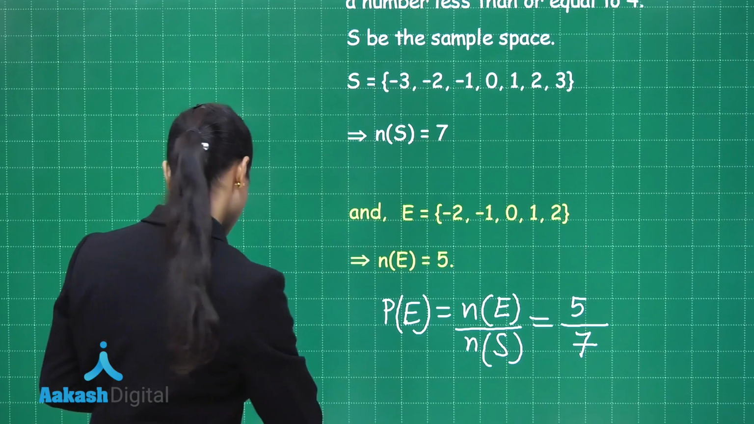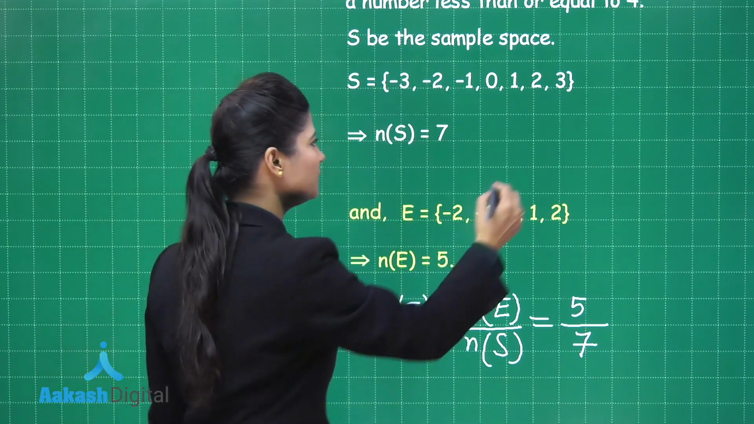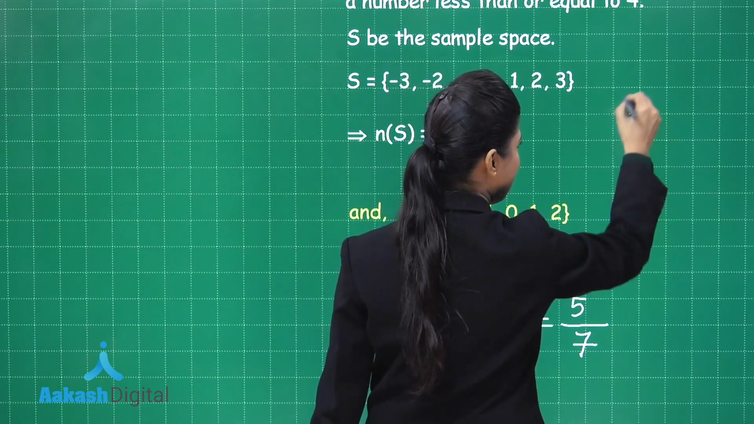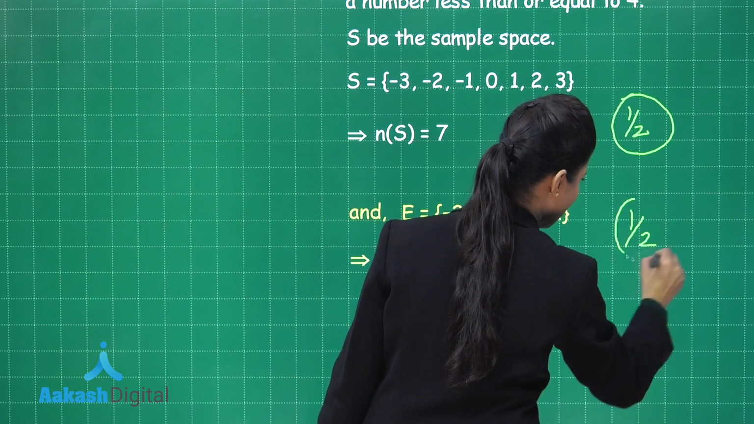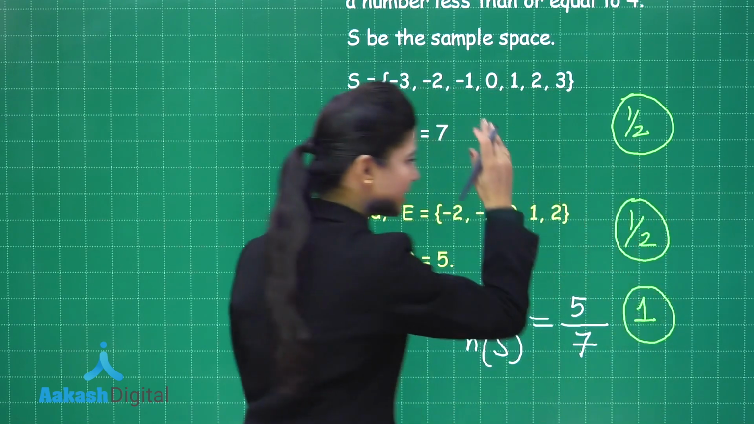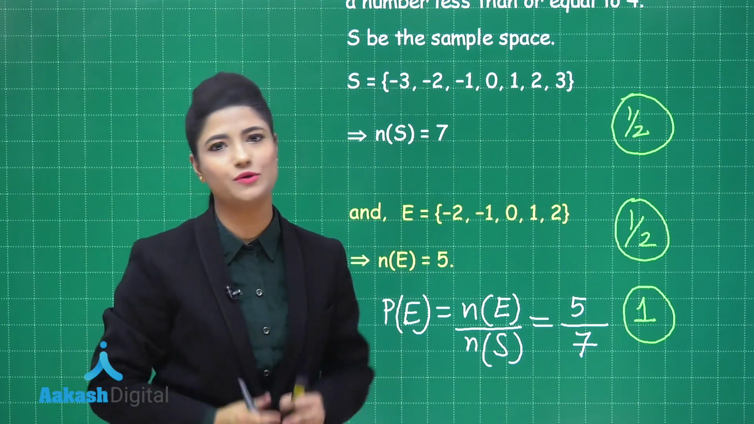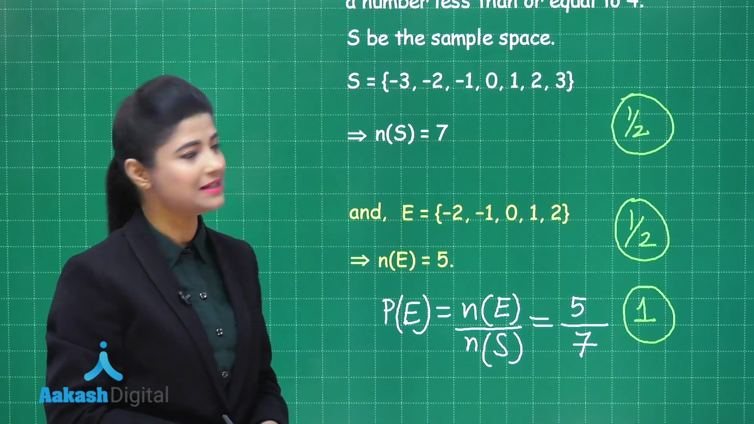So this was a 2-marker question. When you obtain the sample space, you will get half marks till this step, and for obtaining the event and its outcomes, you will get half marks, and further to obtain the probability, you will get a complete 1 mark. That gives you a total of 2 marks for this question. I hope that's clear. Now let's proceed to question number 26.